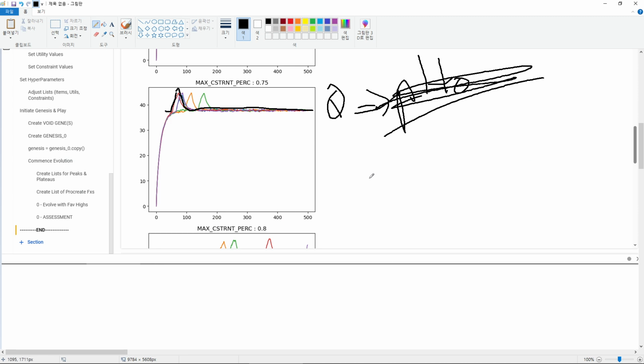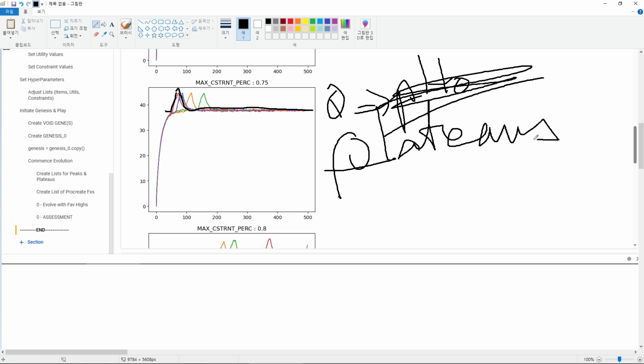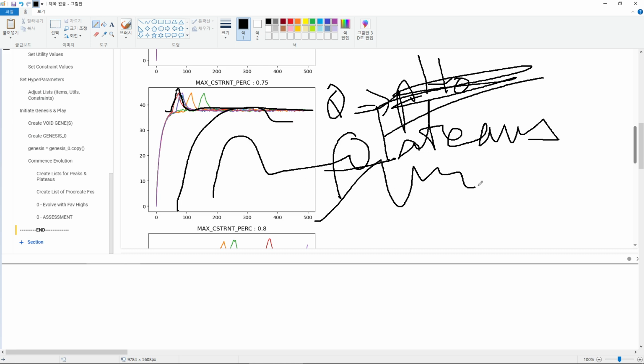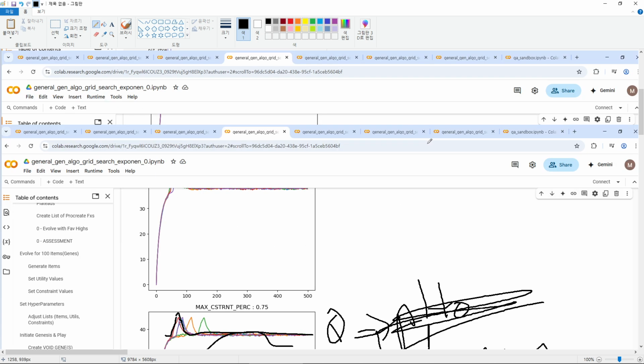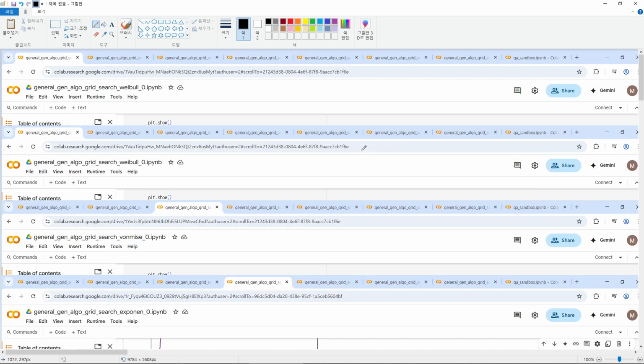So I need to find a way to find plateaus given this data. I don't know. Well, I will need to do some research into that.